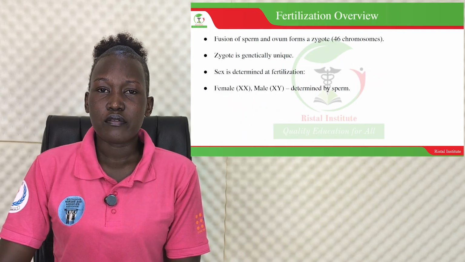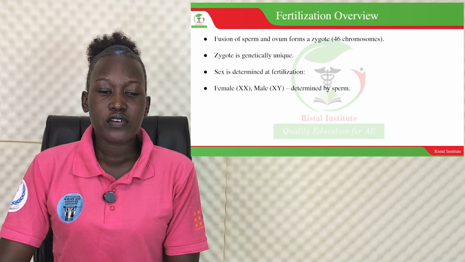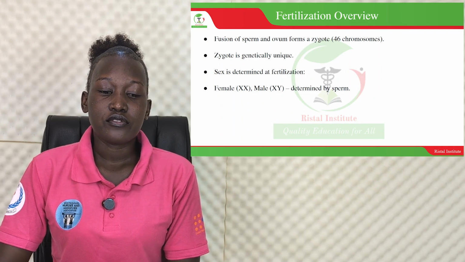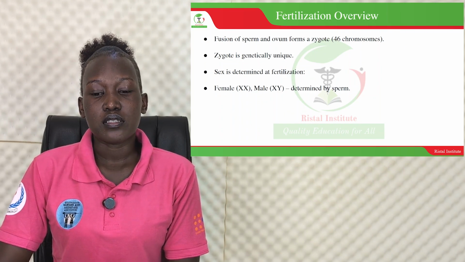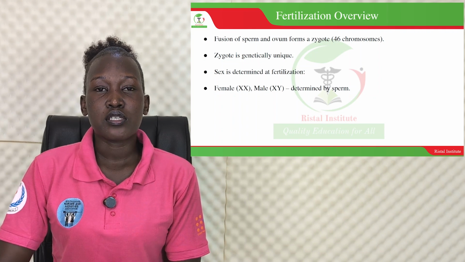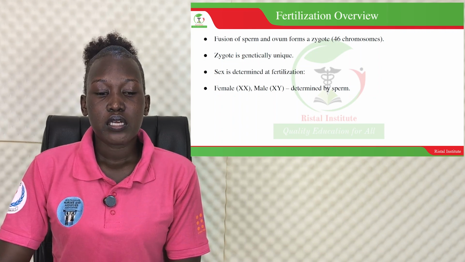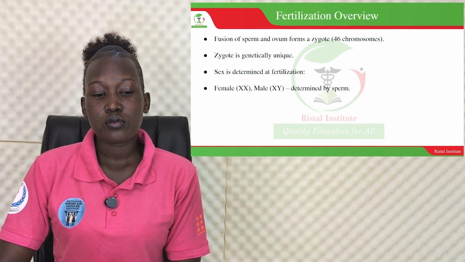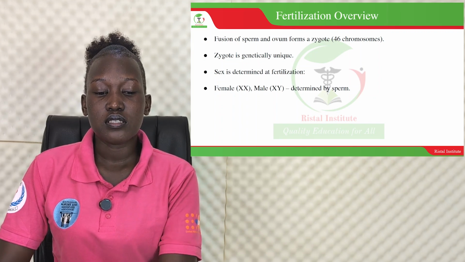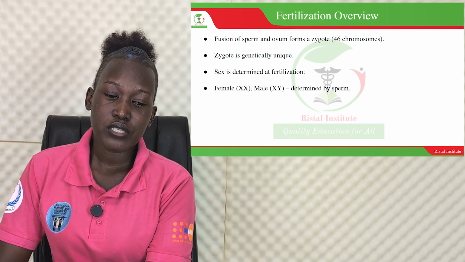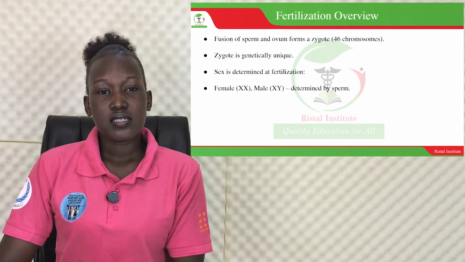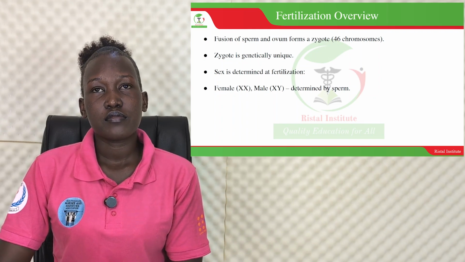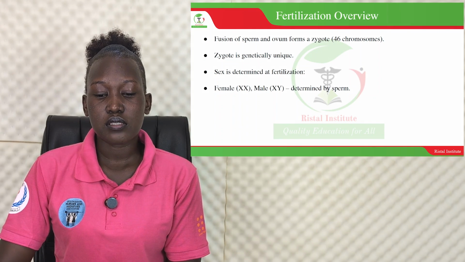So let's look at an overview of fertilization. Fertilization has a few points which are very important, one of which is the fusion of sperm and ovum to form a zygote. There must be a meeting of these two gametes, that is the sperm and the ova. When they meet, they give us 46 chromosomes. The zygote is genetically unique. After that, there is determination of sex at fertilization, and then we have, how do you know this is female, how do you know the other one is male?